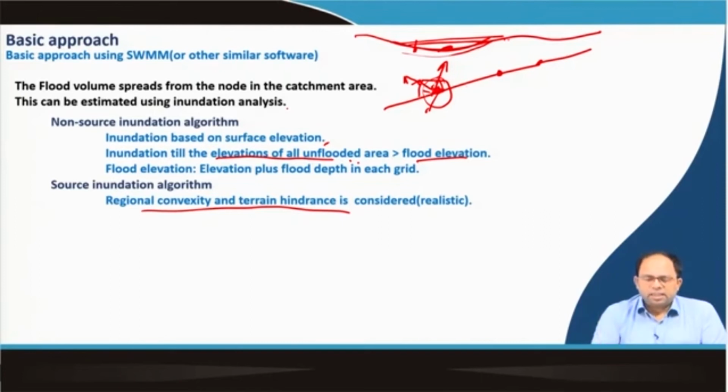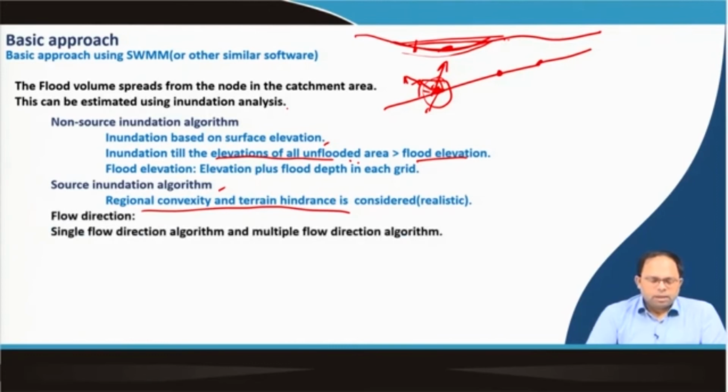So, in this case, we can go for a source inundation algorithm where we can consider either a 1D flow or a 2D flow. So, flow direction could be single flow direction or a multiple flow direction, but overall it is a source inundation that we are considering.